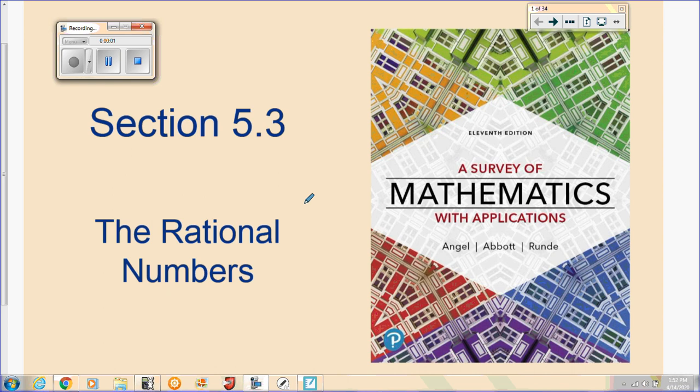And we're going to start chapter 5, and we're going to do section 5.3. 5.1 and 5.2, I don't know why, but they're in MAT 102, so we skipped those first couple of chapters. So this is rational numbers, which is fractions, which is always everybody's favorite.